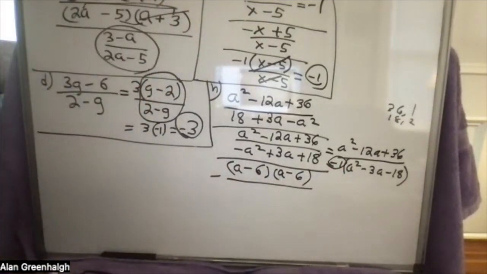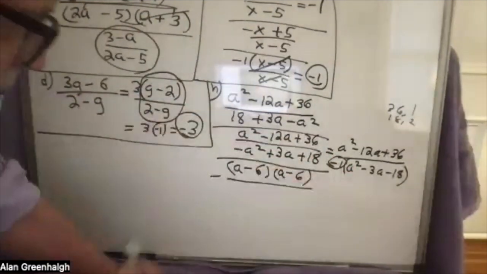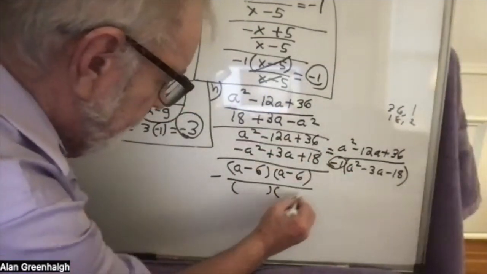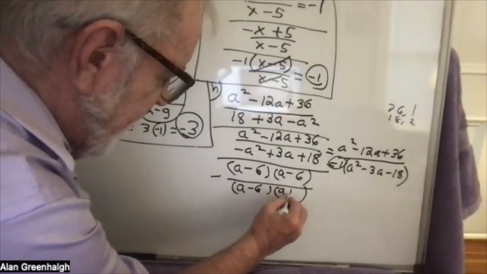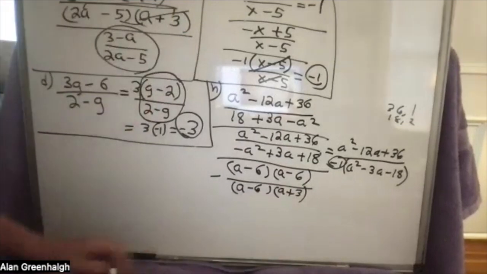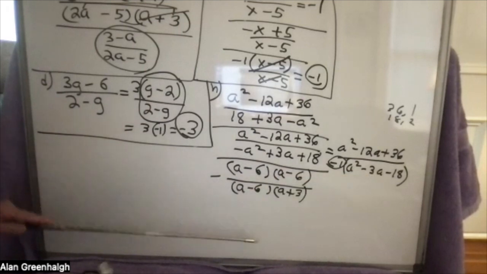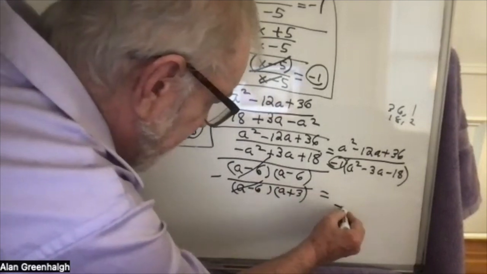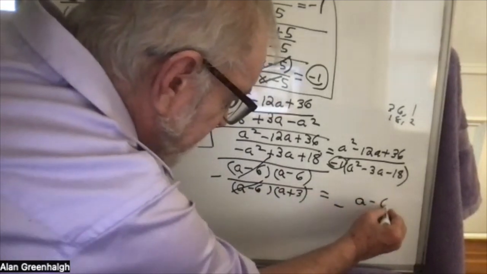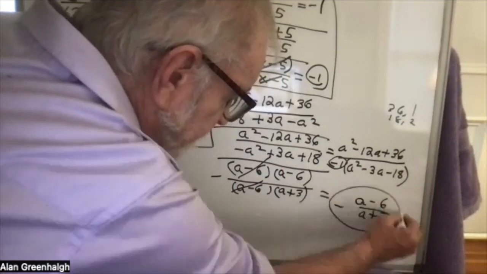Remember how I always say that? Well, that -1 can be put out there. Now let's factor that. And we get a minus 6 and a plus 3. And I believe that winds up looking like that. Yes, it does. We cancel this out, and the answer to this question is negative a minus 6 over a plus 3. There it is.